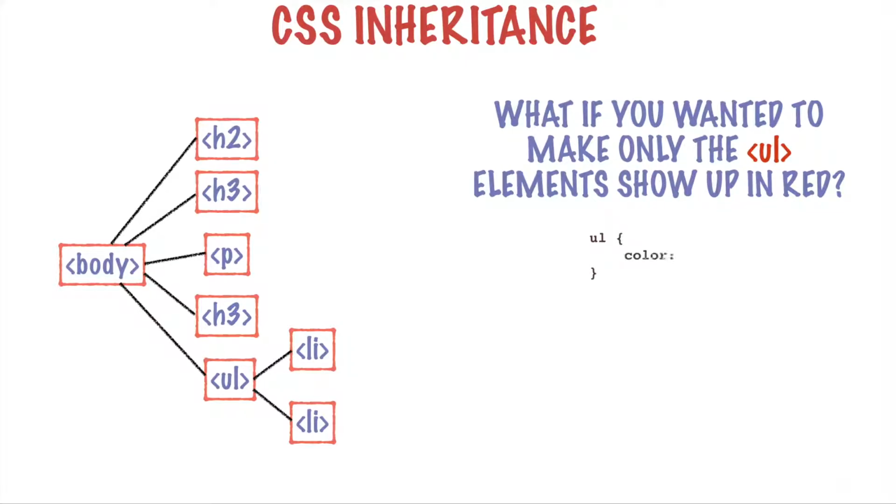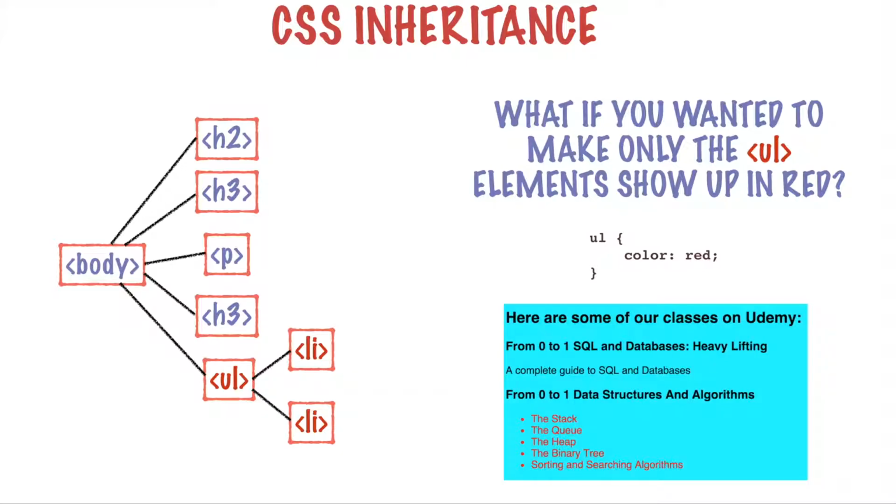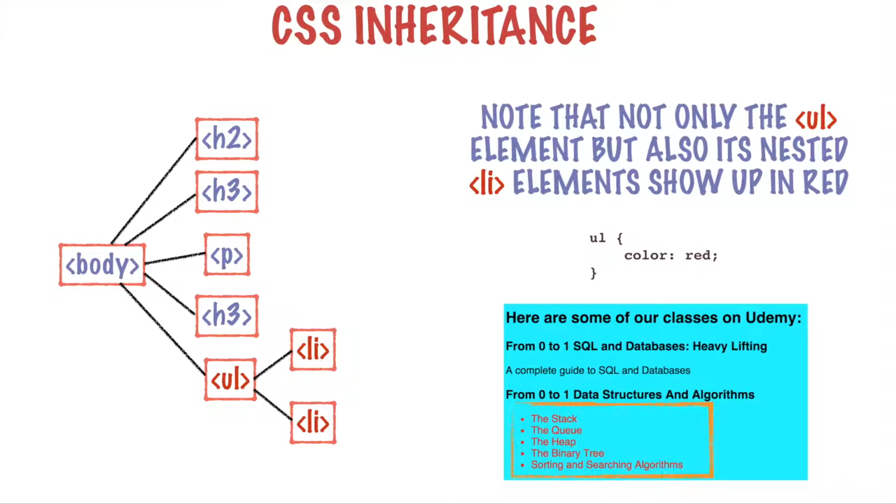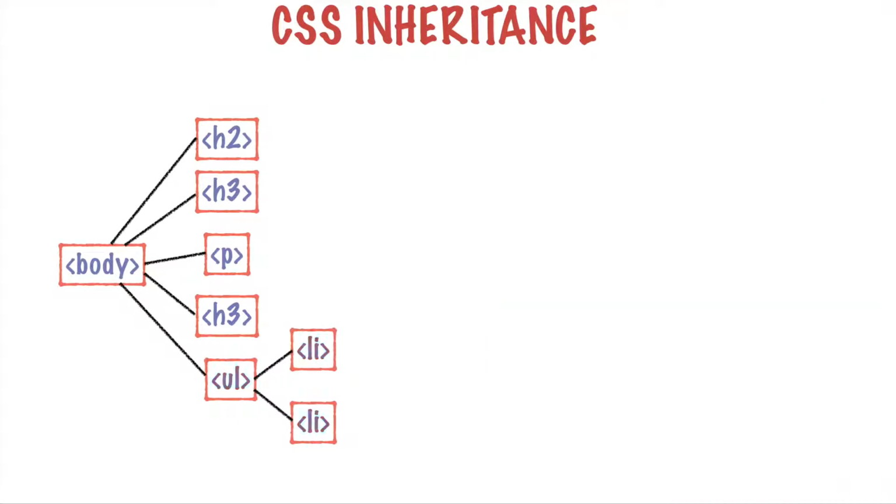What if we wanted to make only the unordered list elements here show up in red? Well, we would create a new style. The selector on this style would be UL, and it would say that the property color should be set to the value red. This would have the effect of applying to the unordered list element as well as to all of the nested elements beneath it. In other words, the LI list element bits of the HTML. You can see the output on screen now. The unordered list and all of the list elements now show up in red. Notice again, not the UL element alone, but also all of its nested list elements showed up in red.